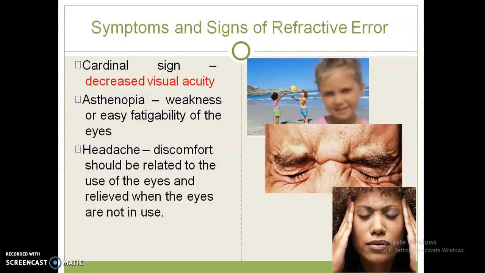The common signs and symptoms of refractive errors: the cardinal sign is decreased visual acuity. Then asthenopia, that is weakness and easy fatigability of the eyes. Then headache and discomfort related to the use of the eyes and relieved when the eyes are not in use. Those are the common signs and symptoms.